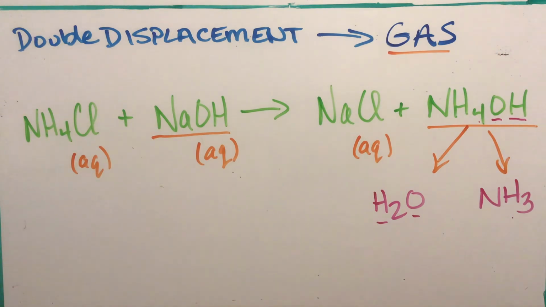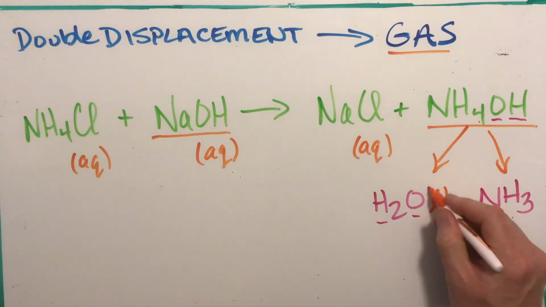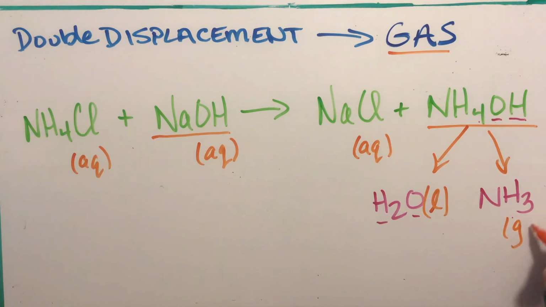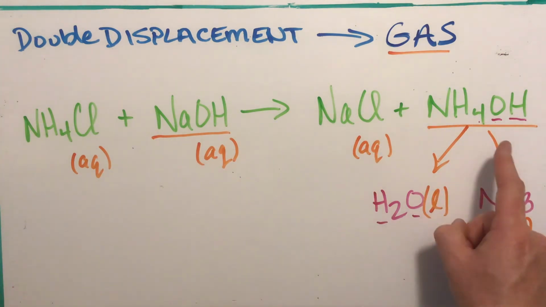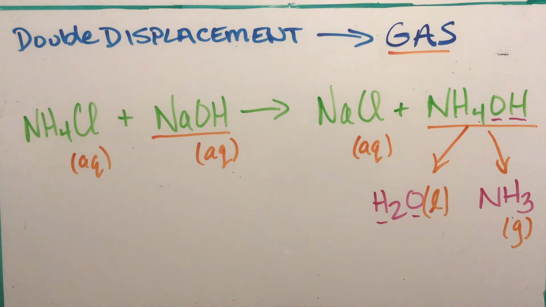And if we do the states, water is a liquid, and this is a gas. All right? So again, that's our little cheat code. Base, base, acid, acid. When we see that, look for whatever the acid or base is formed in your products to break down into water and a gas of some sort. All right? So those are three really good examples of double displacements that form a gas.